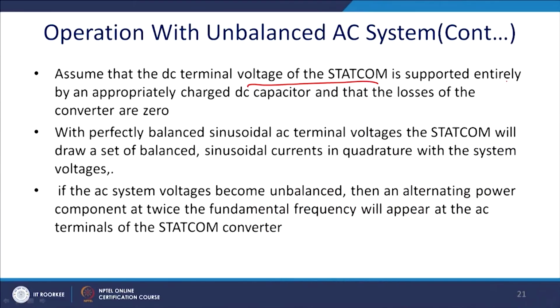Assume that the DC terminal voltage of the STATCOM is supported entirely by an appropriately charged DC capacitor, and the loss of the converter is assumed to be 0 for the sake of establishing the case. With perfectly balanced sinusoidal AC voltage, STATCOM will draw a set of balanced sinusoidal currents in quadrature with the system. They will have a 90-degree phase shift, but if it is not balanced, they would not be 90 degrees, there is another phase shift. If the system becomes unbalanced, then what will happen? Then an alternating power component of twice the fundamental frequency will appear in the AC terminal of the STATCOM converter.